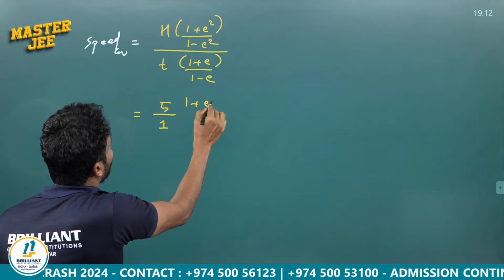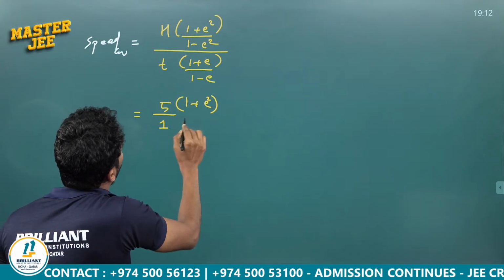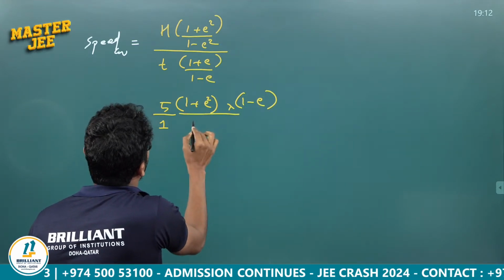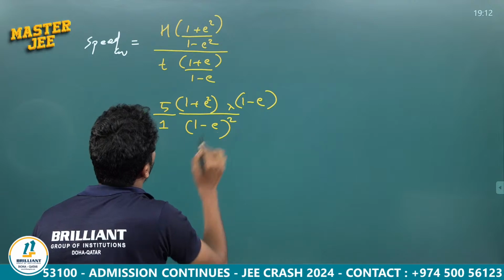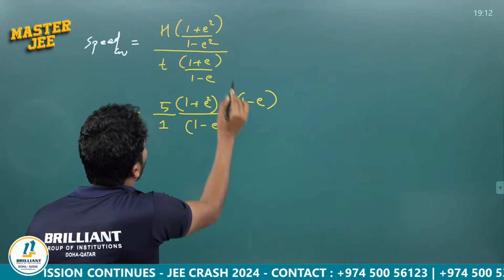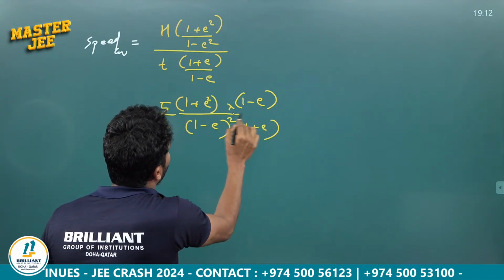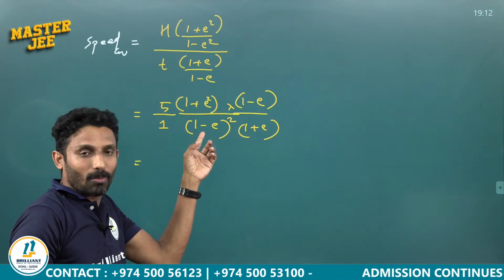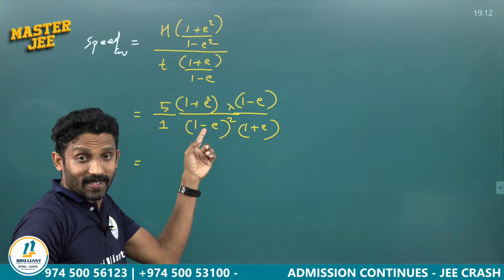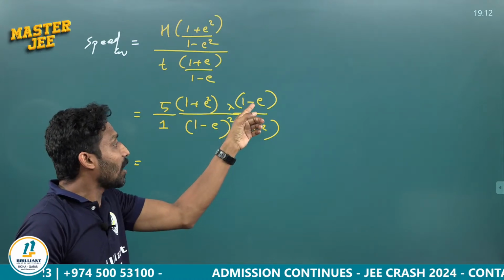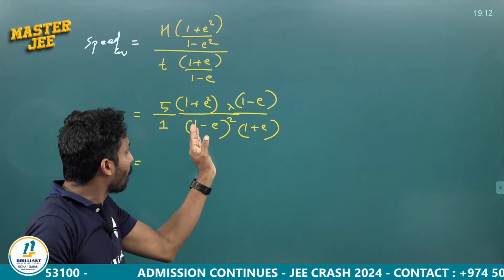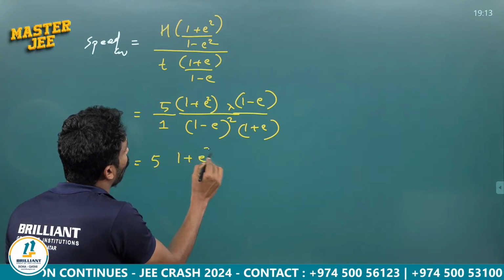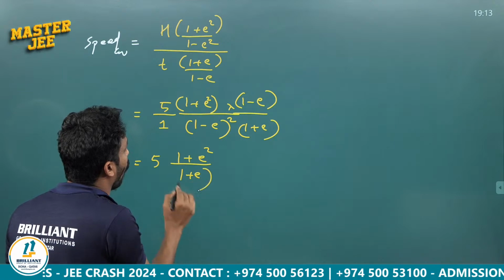Now 1 plus e square is here. Then this one is shifted to the numerator, 1 minus e. Then here in the denominator, 1 minus e all square. And here remains 1 plus e also. Now this is a square minus b square in this format, so this is 1 plus e into 1 minus e. This 1 minus e is cancelled. It becomes 1 plus e into 1 plus e. That is 5 into (1 plus e square) divided by (1 plus e) all square.